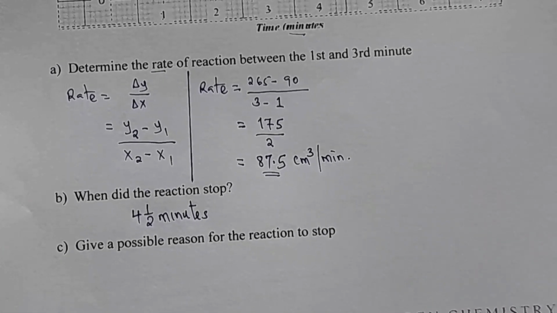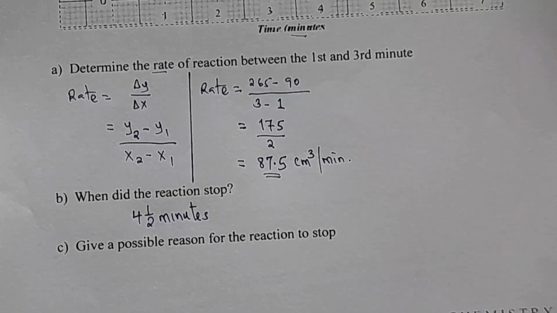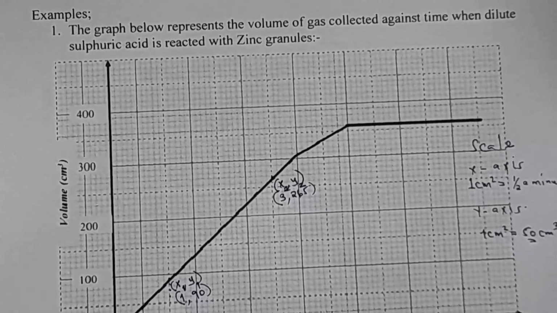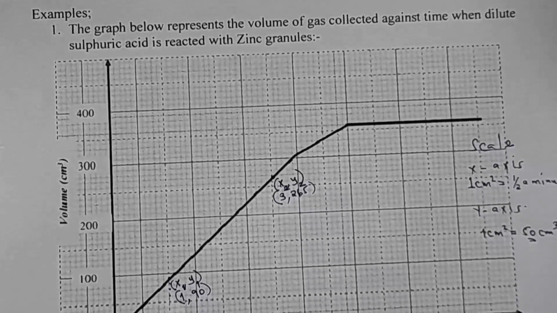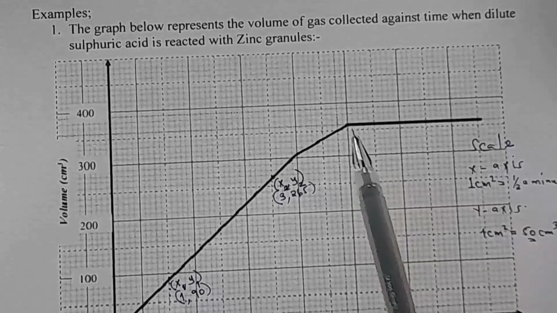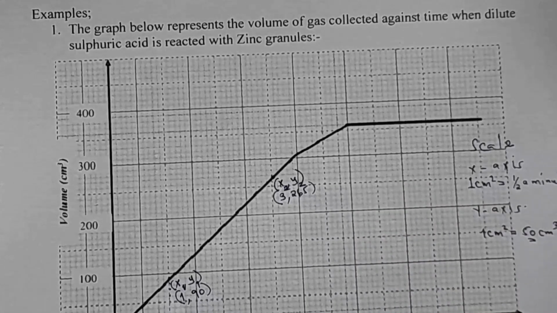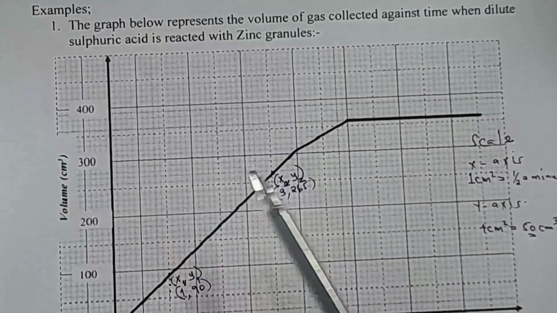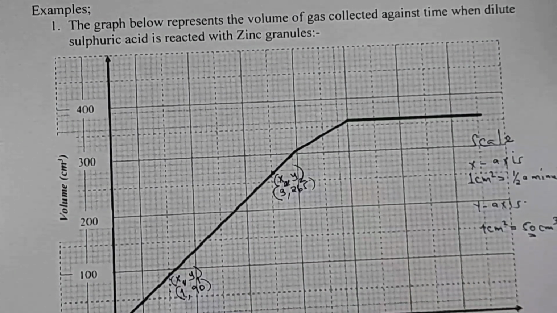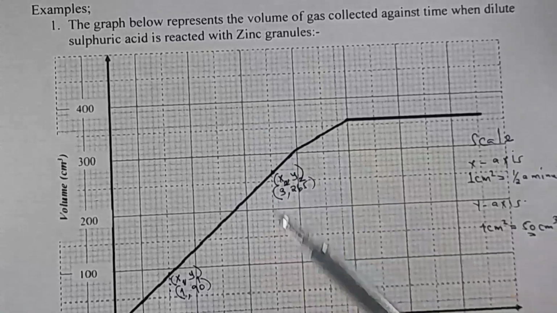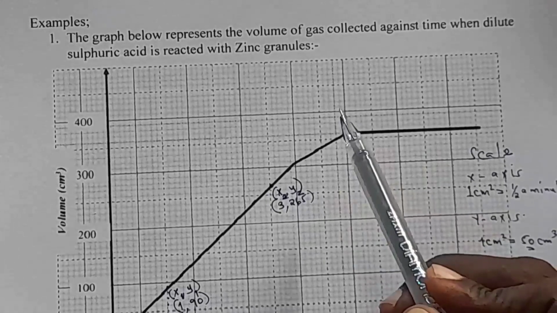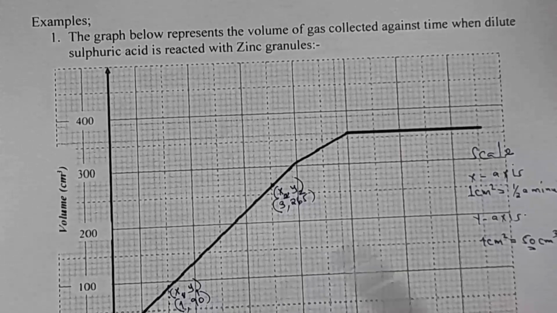Okay, next we are told to give a possible reason for the reaction to stop. We can have 2 reasons there. Check in the question. We are told the graph below represents the volume of gas collected against the time when dilute sulfuric acid is reacted with zinc granules. A reaction will be complete if one or all the reactants are consumed. So that means if dilute sulfuric acid is used up, that means the reaction stops. That means there is no more formation of hydrogen gas. So if zinc granules are consumed, all of them, or are used up, that means the reaction too stops. Because we are told if one of the reactants is fully consumed, the reaction stops like that.